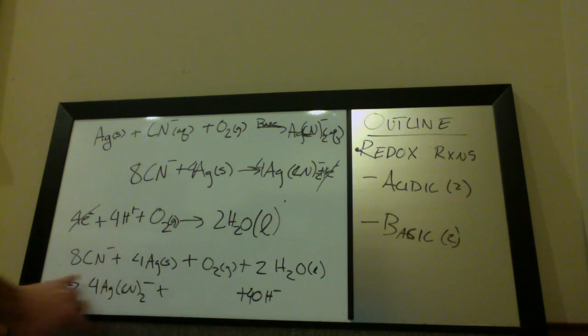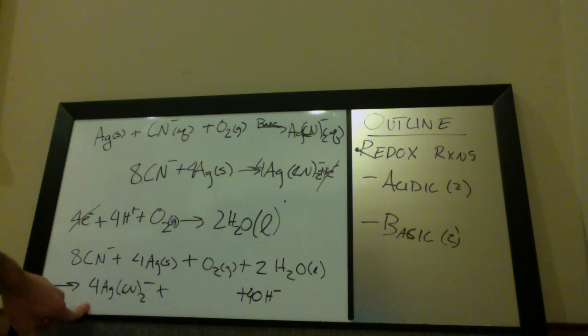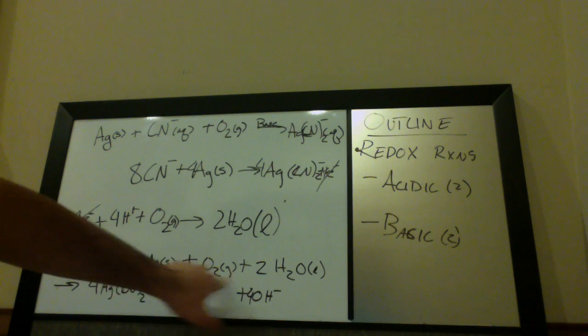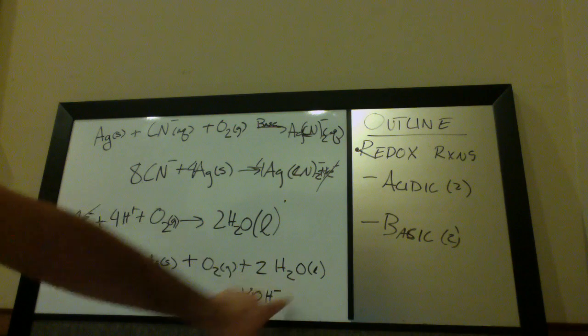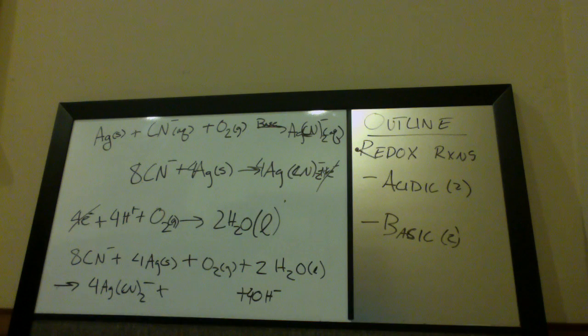Charges are balanced. Go ahead and check the elements. 8 CNs, that's 8 CNs. 4 silvers, 4 silvers here. 2 waters, that's 2 oxygens, plus the 2 oxygens, so that's 4 oxygens, 4 oxygens. 4 hydroxide and 4 hydroxide. And there you go. You have balanced your basic medium oxidation reduction reaction, and that's the part 1 series.